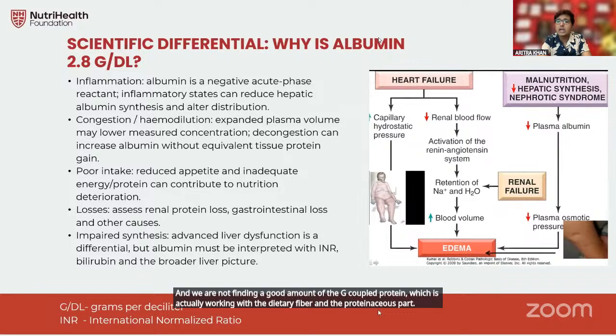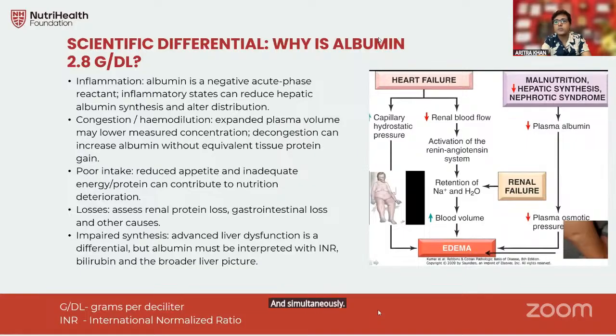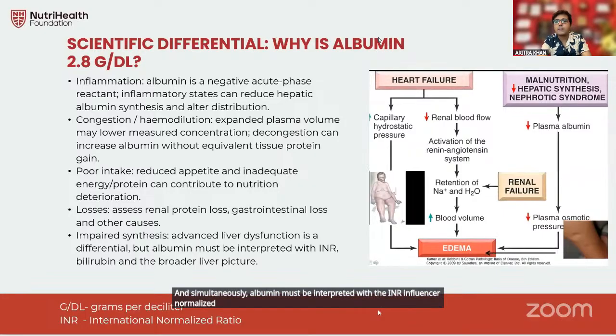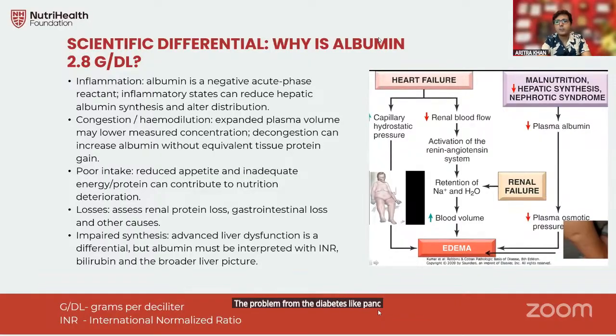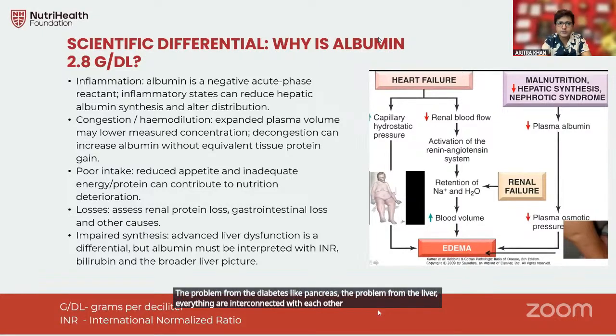So the ghrelin was much higher, where leptin was much lower, and the patient is suffering from such kind of disorder with liver dysfunction, and simultaneously albumin must be interpreted with the INR, international normalized ratio, bilirubin, and the broader liver picture. So this is a multifactorial disorder where we can see a lot of problems. The problem from the heart, the problem from the diabetes, like pancreas, the problem from the liver, everything is interconnected with each other. Next slide, please.